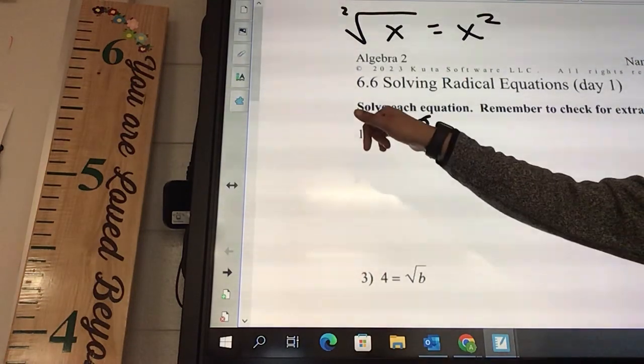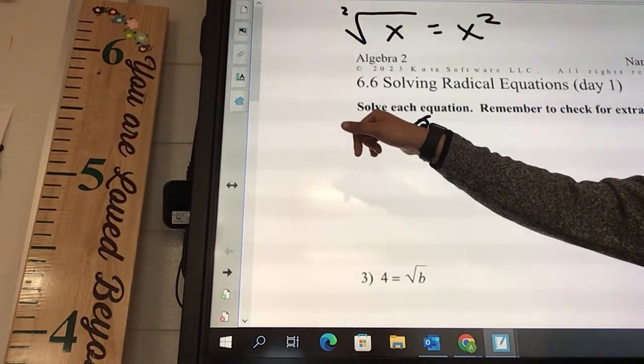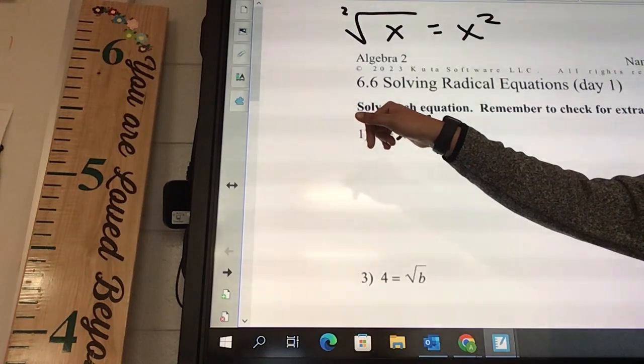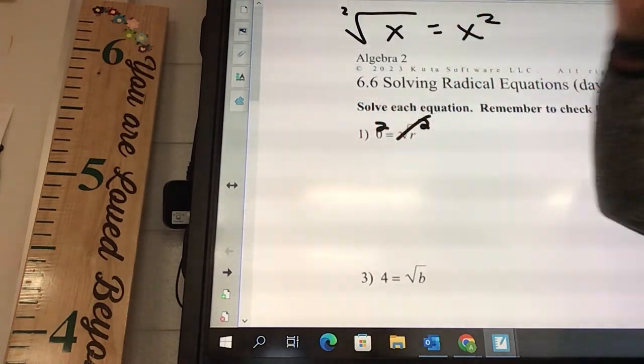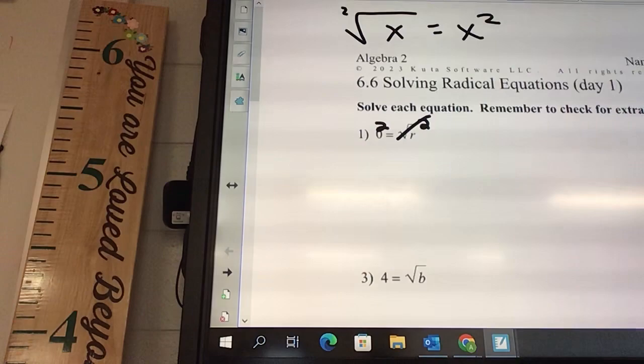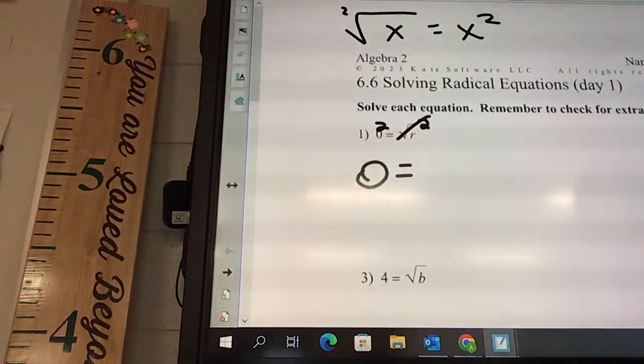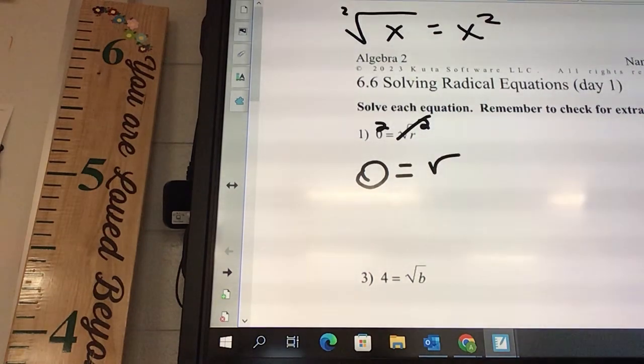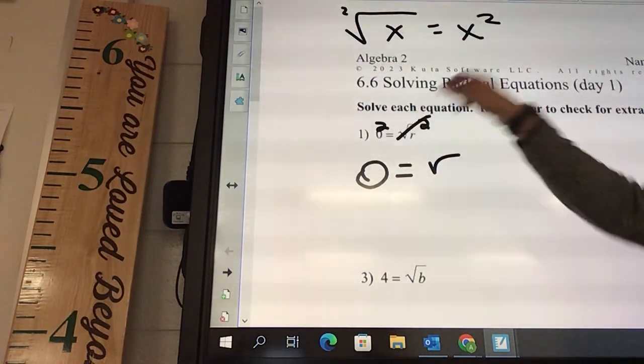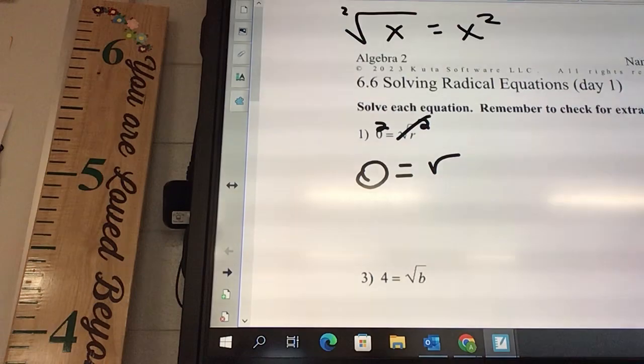Well, what is 0 squared? Type it on your calculator, it's 0. So you're going to get 0 equals, what do we have left on this side? R. Just R. The squared and the square root cancel each other. So R equals 0. That's it for this one.